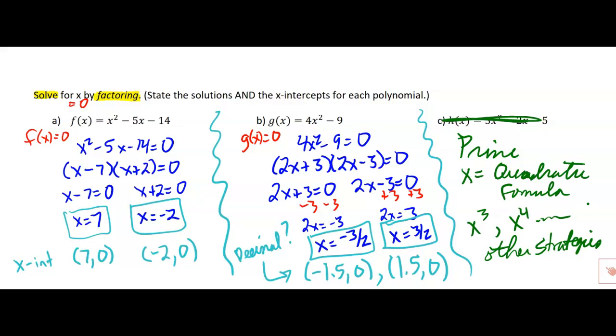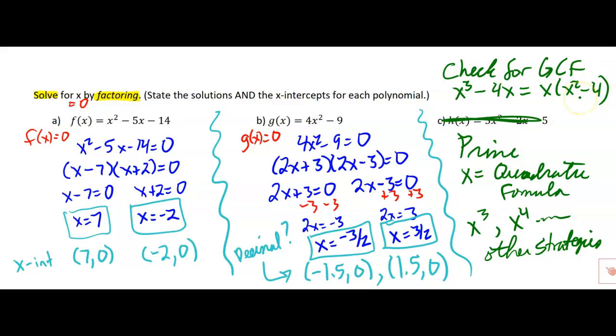Or if you have larger than 2, don't forget your first step is check for a GCF. So if I have something like x cubed minus 4x, then the first step is x times x squared minus 4. So pulling out that GCF of x. So you might need to do that as well. So if I have my equation, I can solve it. Once I solve it, those are the solutions, the zeros, the x-intercepts.